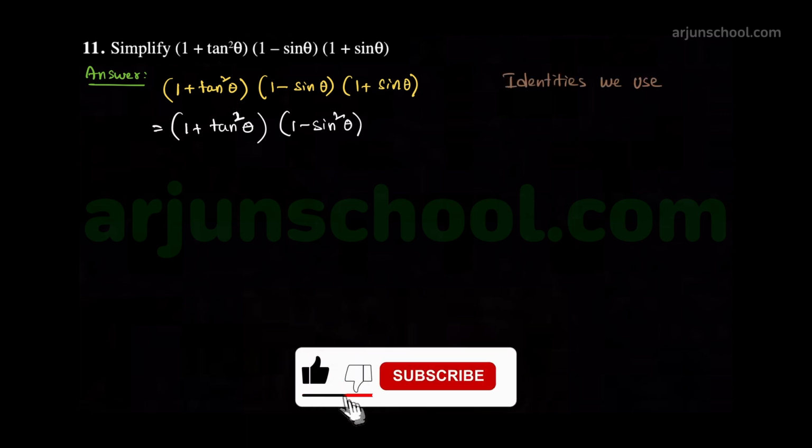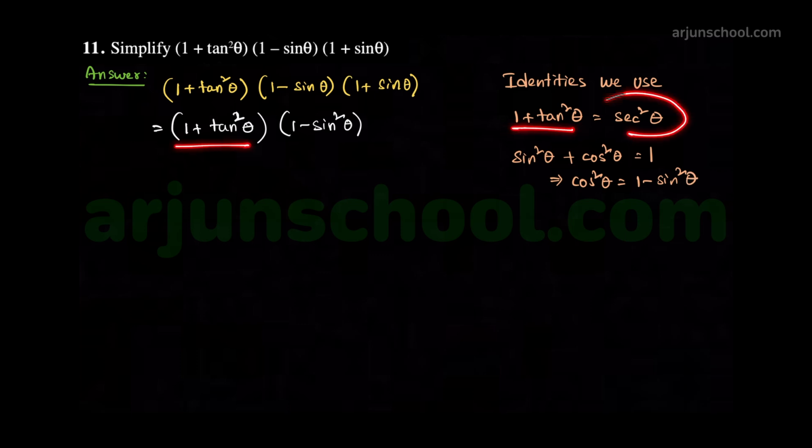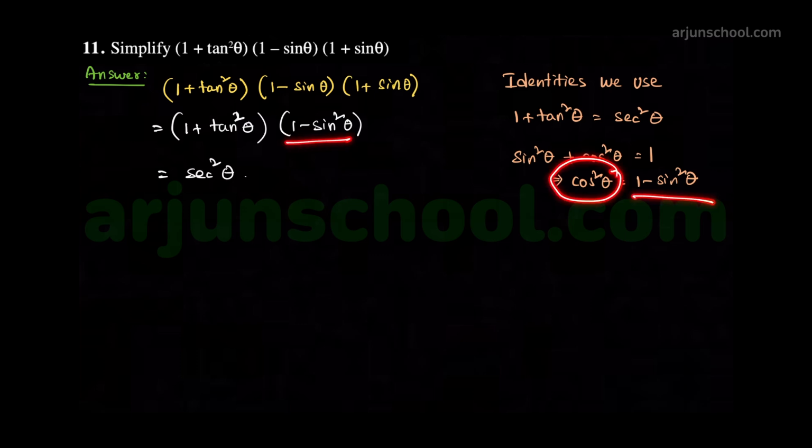Now let us use the identities. 1 + tan²θ is equal to sec²θ, and sin²θ + cos²θ is equal to 1. That implies cos²θ is equal to 1 − sin²θ. We can write 1 + tan²θ as sec²θ and 1 − sin²θ as cos²θ.